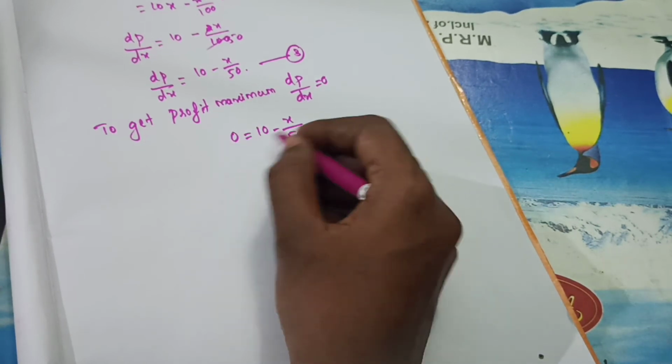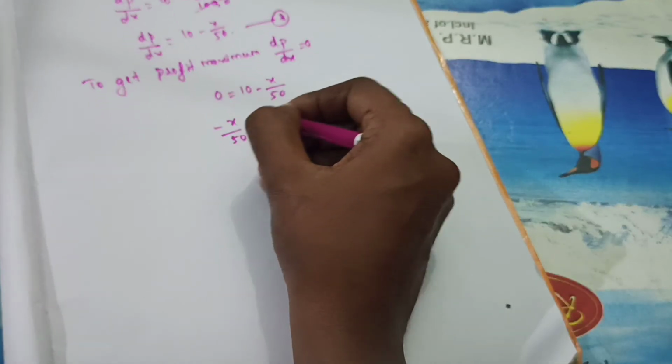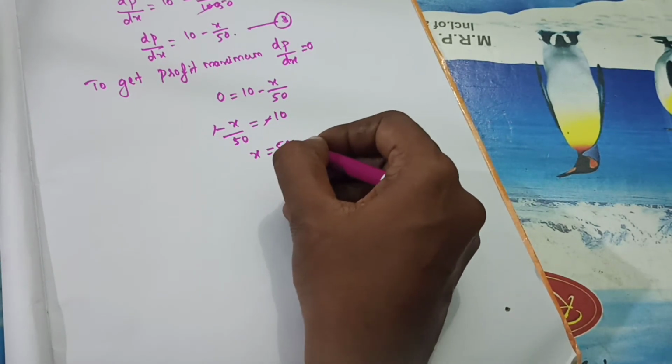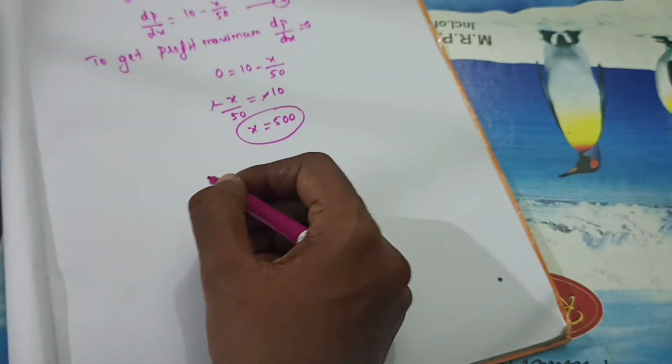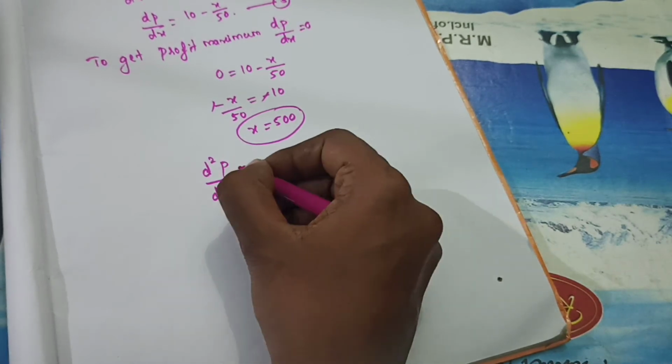So what will happen? From this you need to find out the value of x. So minus x by 50 equal to minus 10. So minus and minus will get cancelled. So x is equal to, cross multiply, x equal to 500. Okay. So if we need d square p by dx square, what will happen?